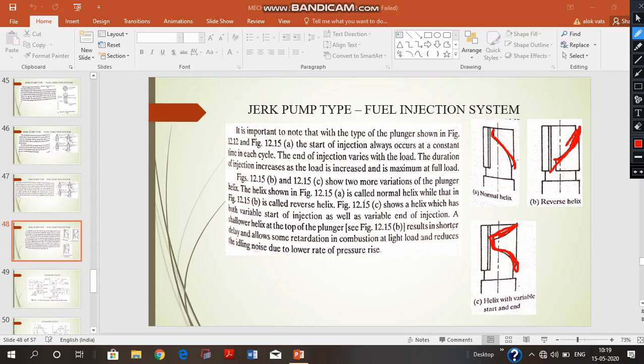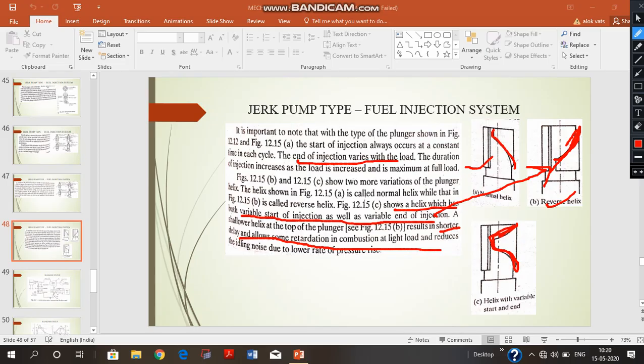In this reverse helix, we will be able to produce a shorter delay actually. We will also be able to control the start of the injection. We can see both variable start of injection as well as variable end of injection in this reverse helix. So with the help of it, we will be able to control not only the end of injection, as in the normal one also, but in the reverse case we will be able to control the start of the injection also.